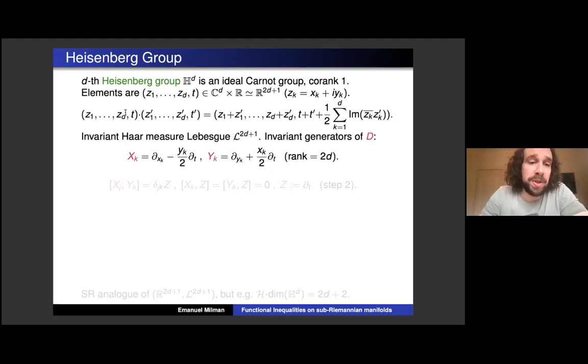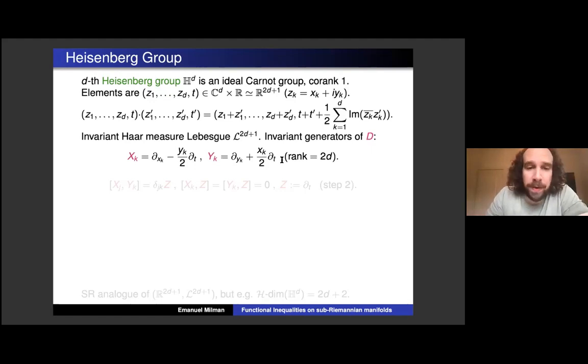So what we do is we just declare at the origin that the movement in the horizontal direction is legal. These are 2d real directions, right? And then we just move them via the group structure. And if you make the computation, you get this formula for the vector fields generating our distribution.